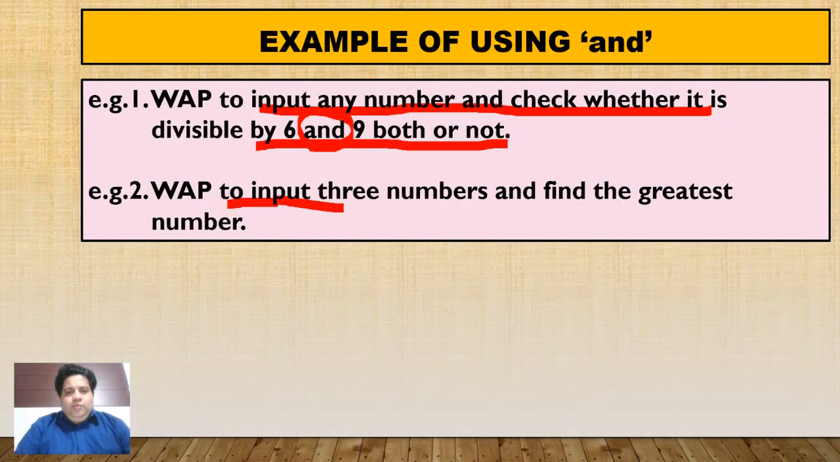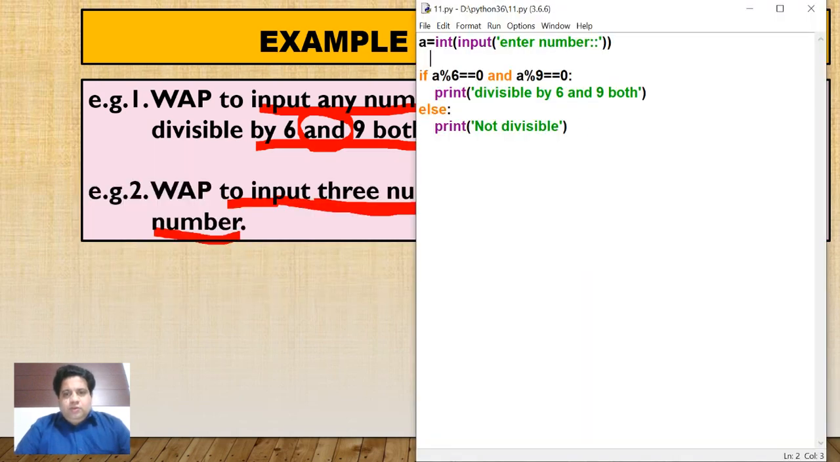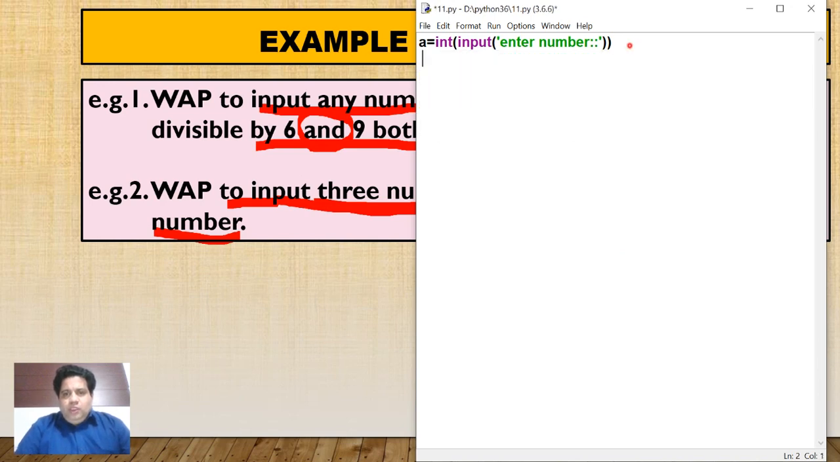Next program. Input three numbers and find the greatest number. Now we have done such type of program, but we found the greatest of two numbers. Here you have to input three numbers and find the greatest number. Now three numbers. A, enter A. I will copy paste, enter B, enter C. Okay. So I have taken input of three numbers A, B and C.